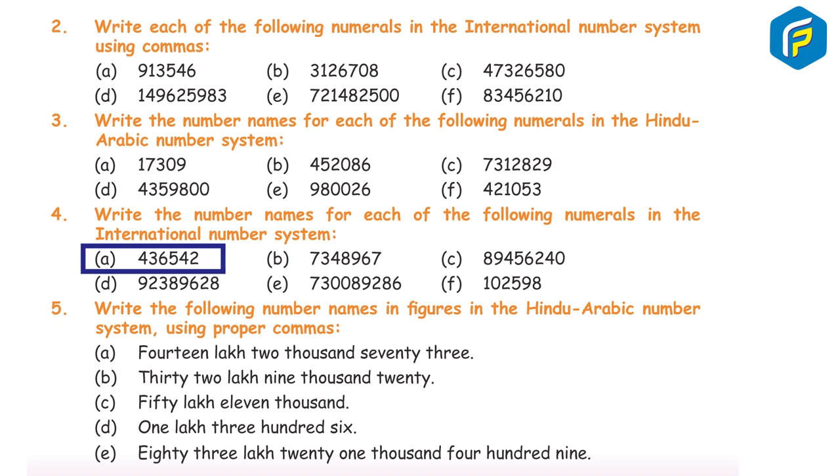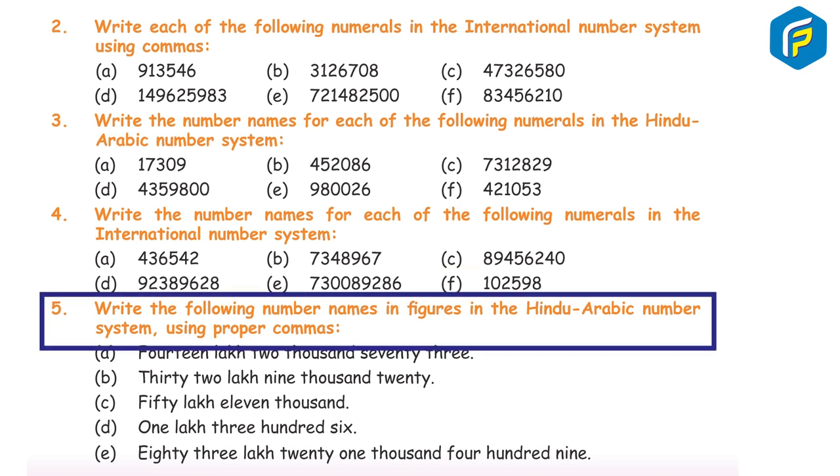Question 4. Write the number name for each of the following numerals in the international number system. Answer: A. 436,542. B. 7,348,967. C. 89,456,240. D. 92,389,628. E. 730,089,286. F. 102,598.